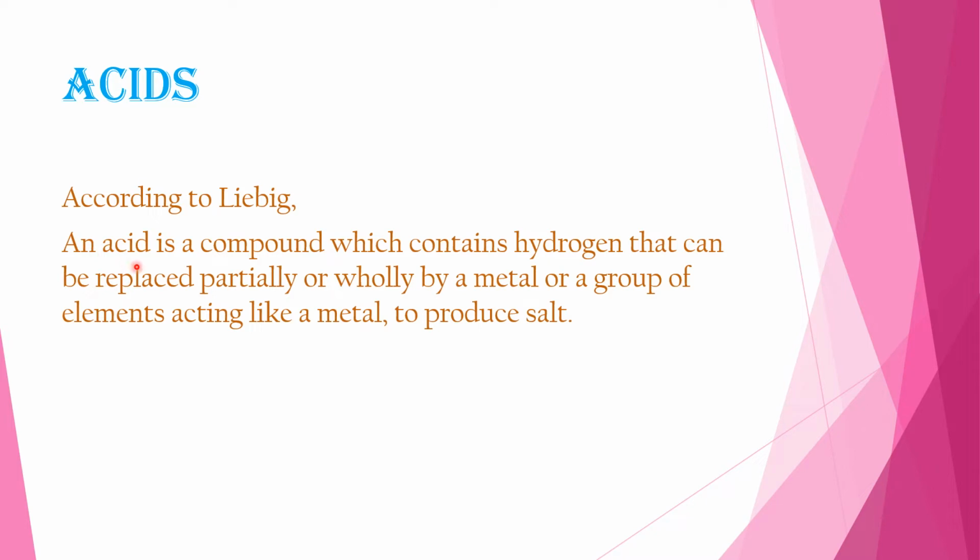What is the definition meaning? This definition means that an acid is a compound. It would contain hydrogen atoms, and those hydrogen atoms can be replaced partially or wholly by a metal to produce a salt, or they could be replaced by a group of elements acting like a metal, and it would also produce salt. Let's just see some examples.